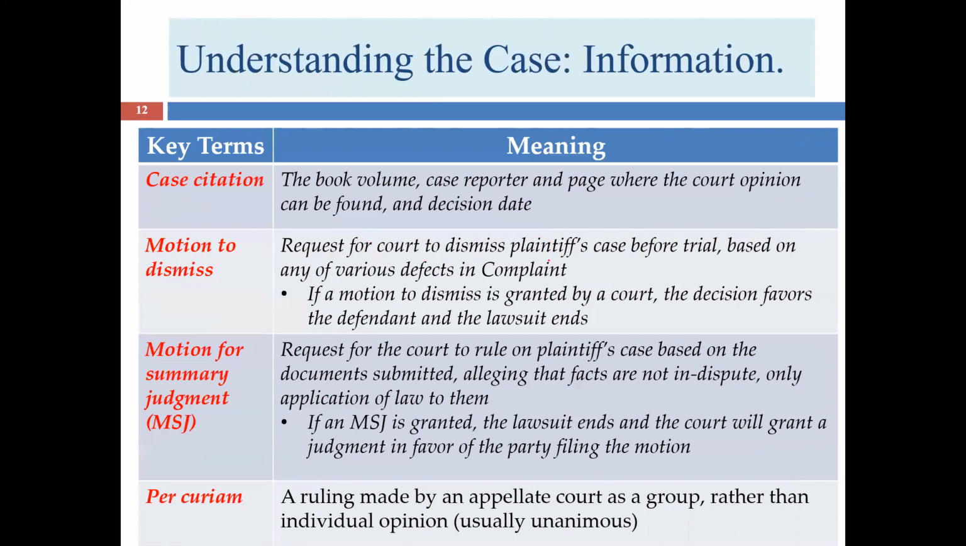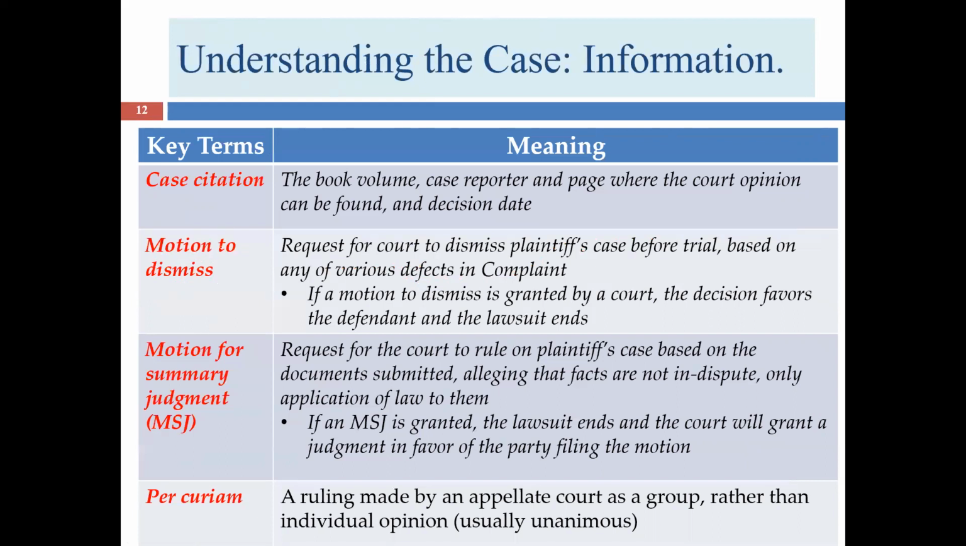And so a motion to dismiss is a request to dismiss a lawsuit. Well, as you can imagine, the plaintiff usually doesn't make that request because obviously you can't win if your lawsuit's dismissed. So usually it's a motion filed by the defendant. And it's usually because of some problem with the complaint. There's something missing, or there's something in it that means that the plaintiff can't win. If the court grants this motion to dismiss, then the lawsuit ends.